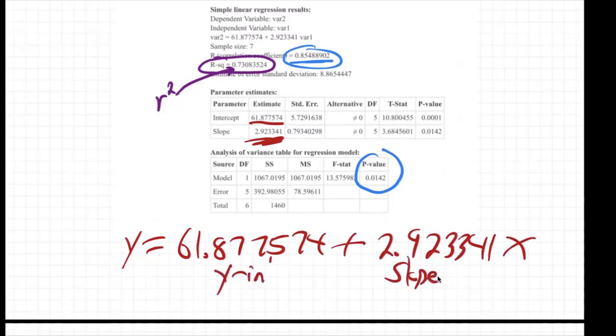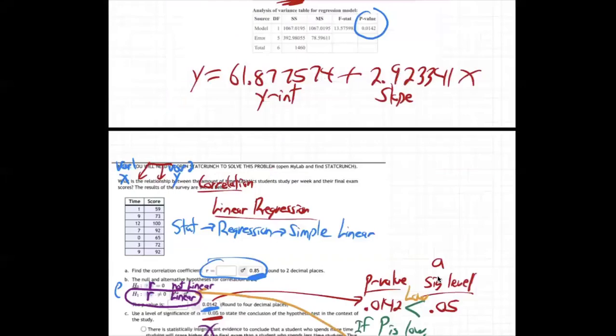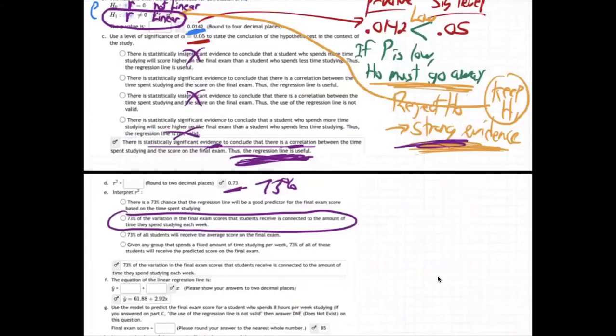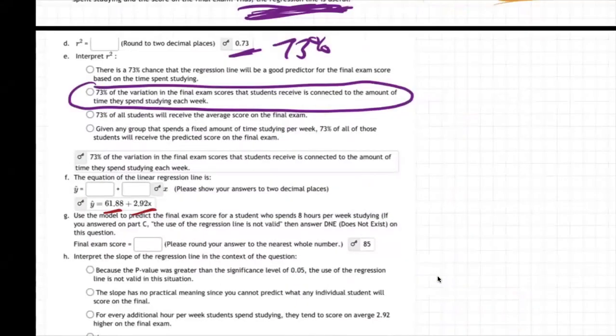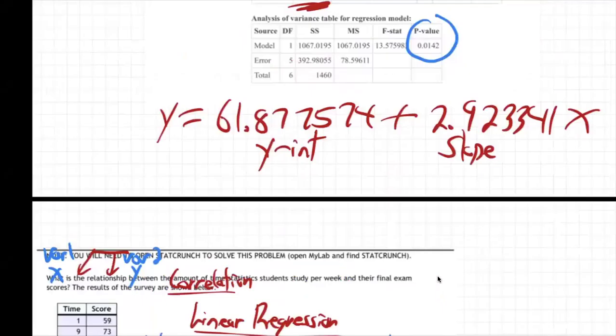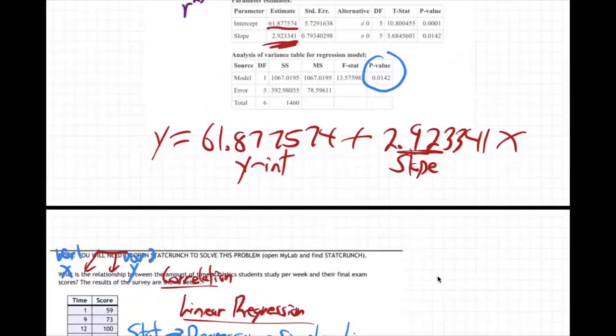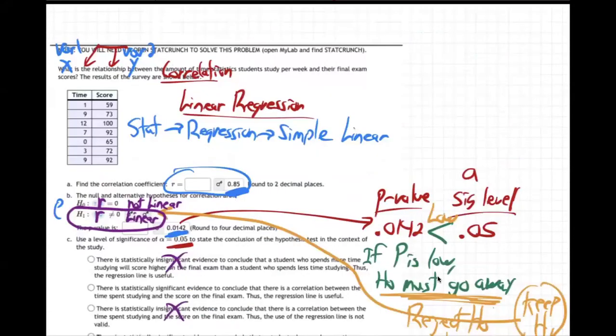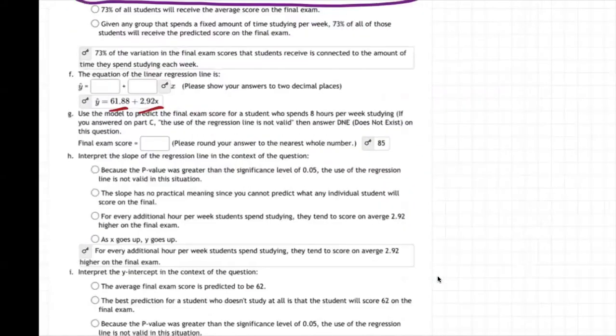This is the y-intercept. Now they had us round it, right? 61.88, and 2.92x. So 61.88 plus 2.92x. There it is, rounded. So you get those right there. All right, that's the equation.